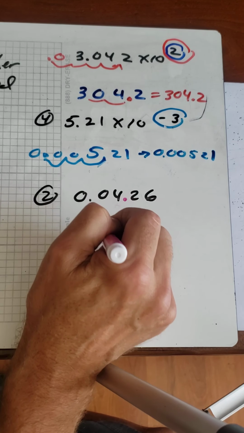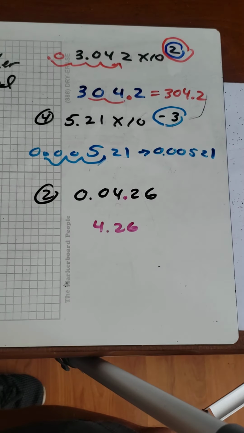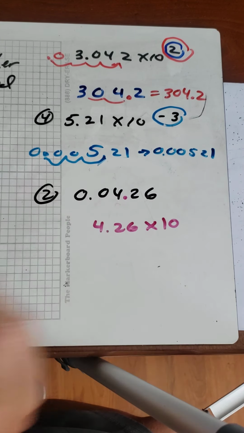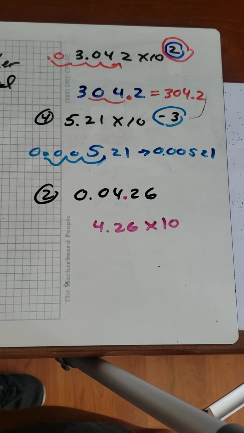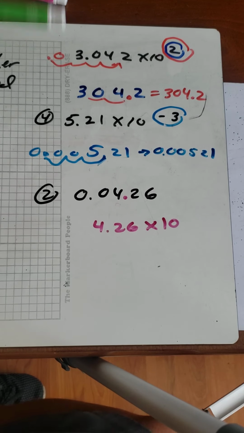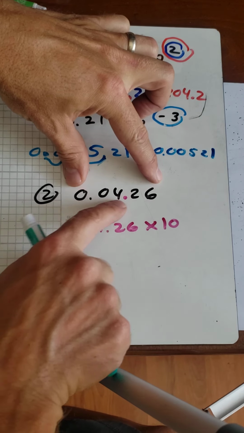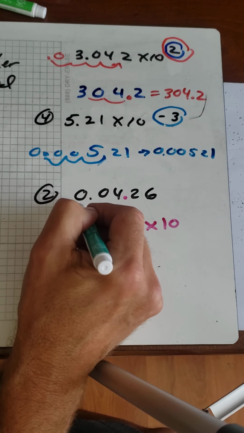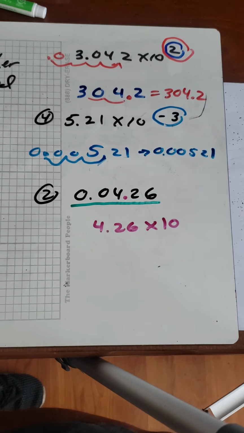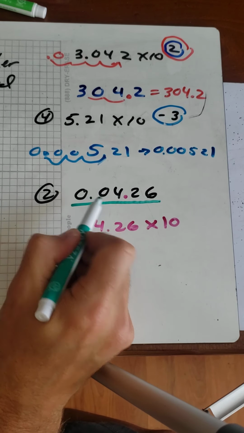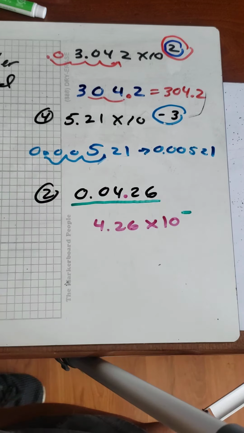So I'm going to be 4.26. Okay. Now, since I'm going to scientific notation, I know it's going to be times 10. It's always times 10. And now here's my question. I do the exponent next. Is my exponent going to be a positive or a negative if this is my starting number? So if my starting number is 0.0426, is my exponent positive or negative? Well, since this number is less than 1, that means my exponent has to be negative.